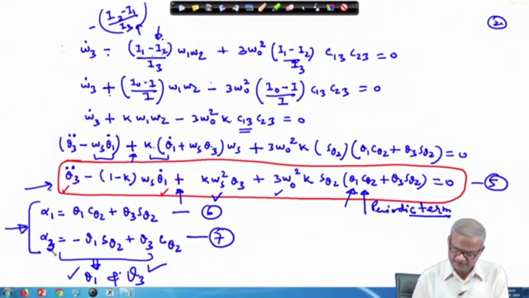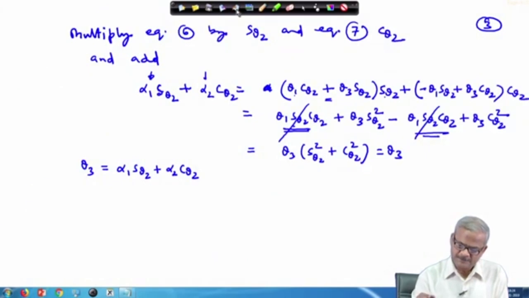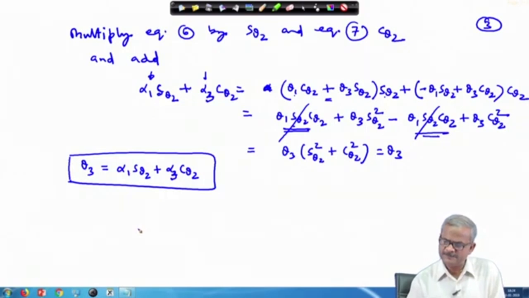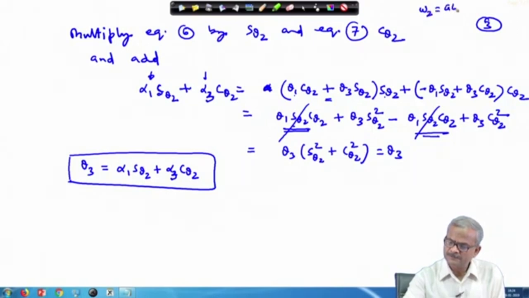I will change it to notation alpha 3. So, this is alpha 2, here we will write in terms of alpha 3. Okay. So, theta 3 is, and the reason behind this is simple, because we have already observed that your omega 2 turns out to be a constant.